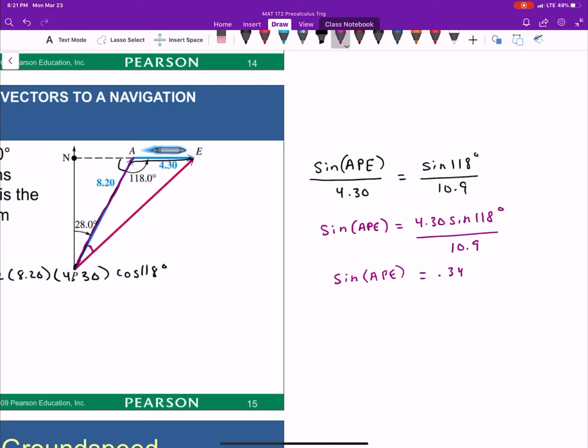So 0.34831877752. And now we're going to get APE, which is the angle. We'll take the sine inverse, so you should get around about 20.4 degrees.